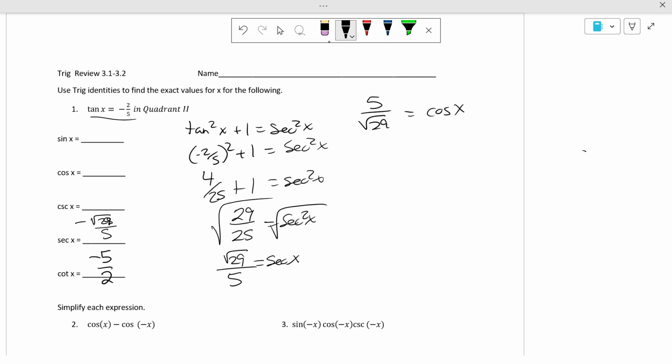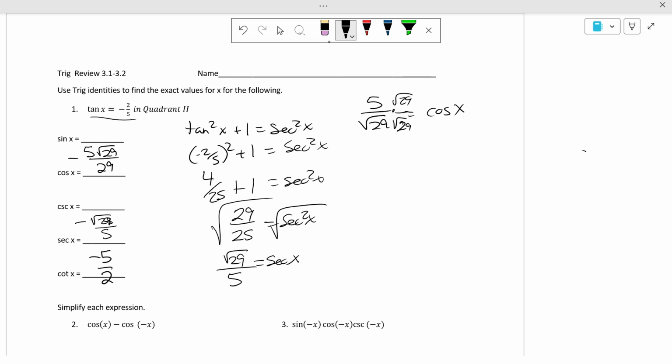But I don't leave it in that form, so what do I have to do? Multiply top and bottom by square root of 29. So it is 5 square root of 29 over 29. And again, this is negative. Okay, so all our negatives are done. Now we just do the positive ones.